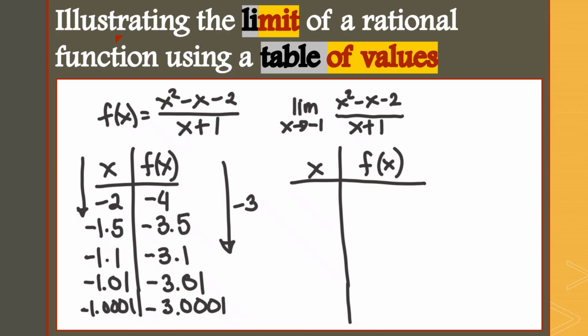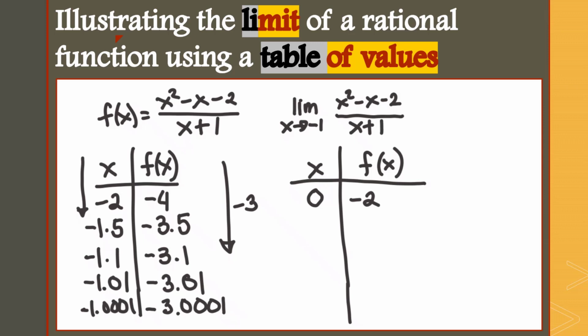Of course, you could try 0 here. If we're going to try 0, 0 squared is 0 minus 0, so you have negative 2 in our numerator. Our denominator is 0 plus 1, so positive 1. You will have here negative 2. It's easy to use 0, right?